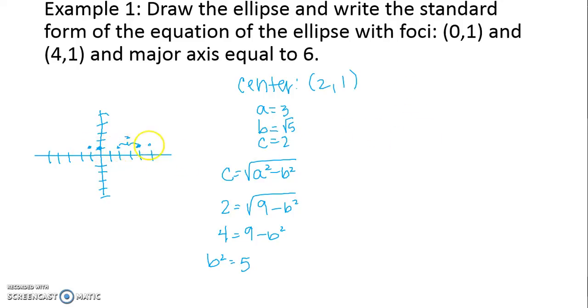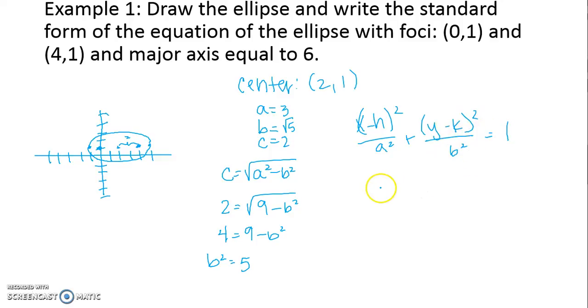Since it is going horizontally, my ellipse is essentially like this. Then I'm going to use x minus h squared over a squared plus y minus k squared over b squared equals 1. So x minus 2 squared over a squared would be 9, plus y minus 1 squared over b squared would be 5, equals 1. That is my equation for this ellipse.